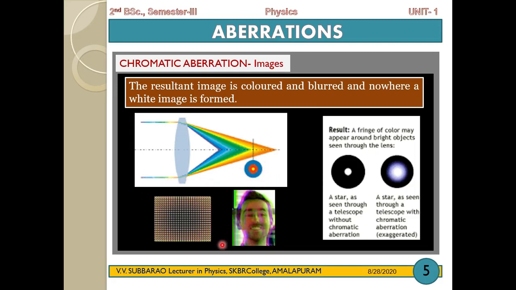In this diagram, we can see the image is clear at the center and blurred, also colored, at the edges. If we form the image of a person, it should have a sharp edge. But in this diagram, we can observe the edge is somewhat blurred and colored. If we observe a distant star by making use of a telescope, the image of the star looks like this. This is also multicolored instead of a white spot.